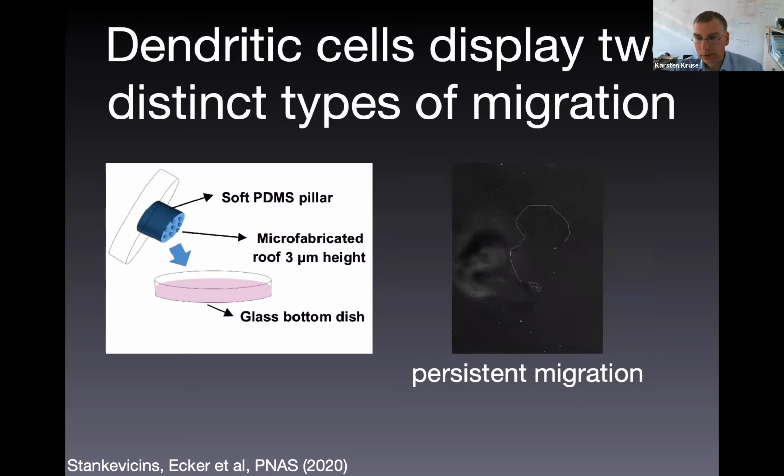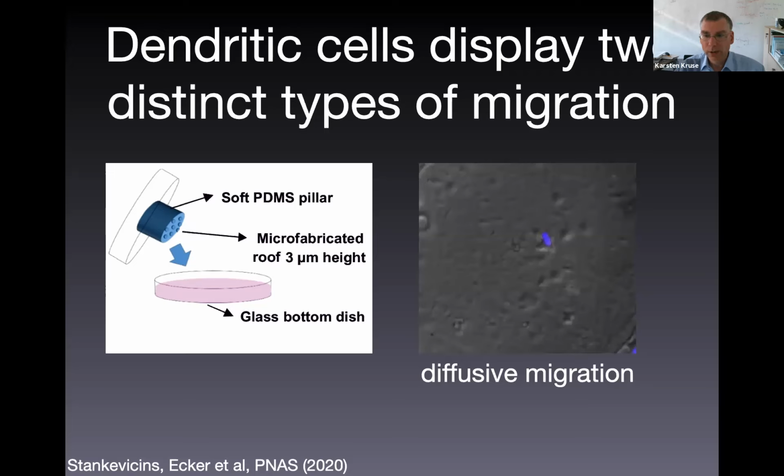So you see this cell here is moving more or less on circles. If you look at the upper cell, sometimes the radius changes a little bit and you have some fluctuations around, but on average it's moving quite persistently in a circular way. However, there's a different kind of migration, and that is where they move diffusively. And this is an example that I show you here.